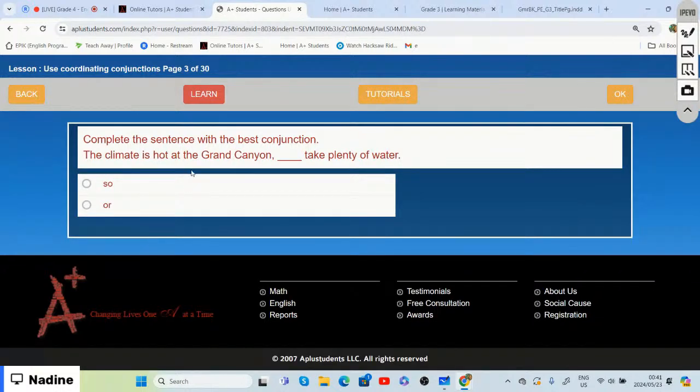The climate is hot at the Grand Canyon. Do you say so take plenty of water, or do we say or take plenty of water? The climate is hot at the Grand Canyon. Do we say so take plenty of water, or do we say or take plenty of water? What is the correct coordinating conjunction?